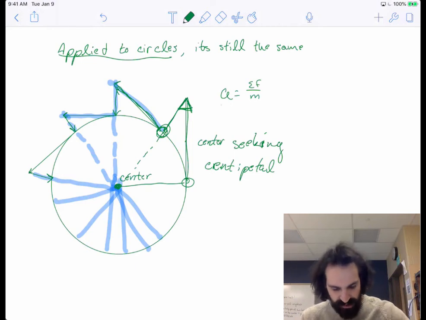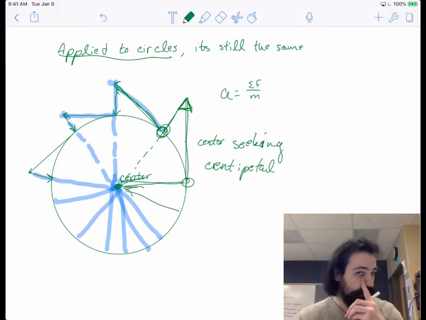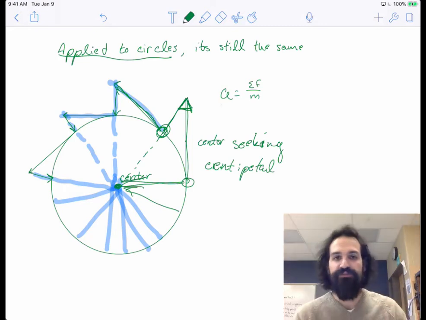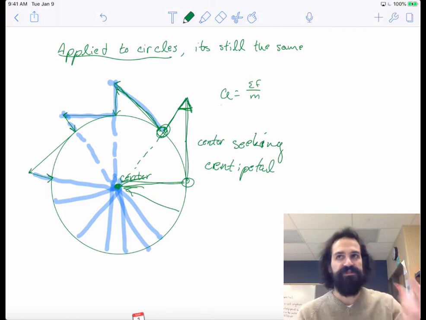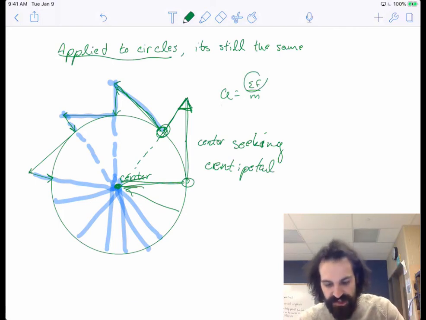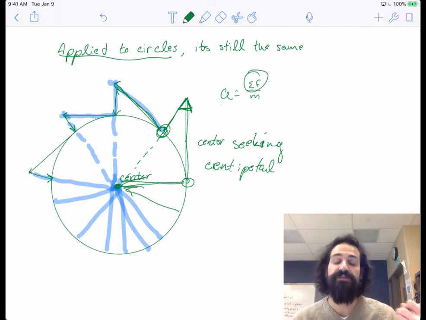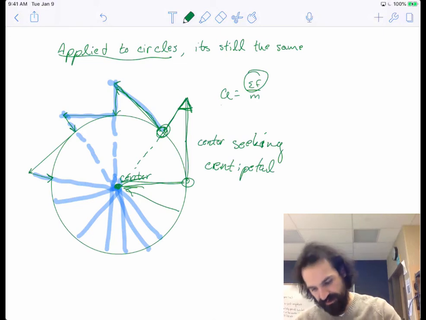So if a force is always pointing towards the center, it's a center-seeking force. But I want to point out, it's not a force on its own. It's not like a force that you label. It's not the normal force. It's not the force of gravity. It's just like net force. It is the sum of other forces.